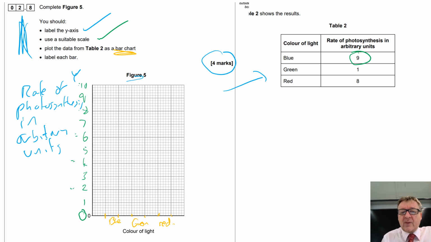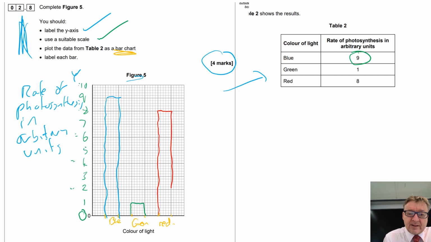So blue. Now obviously mine's going to be a little bit messier because it's difficult to actually use a ruler on this, right? So I'm going to go up to 9, go across there. See, I've messed it up already. I've got a wiggly line going all the way down. You're obviously not going to do a wiggly line, you're going to use a ruler. There's my blue bar. Then I'm going to go to green, and green is 1, and then red is 8, up to 8, and then down again. Plot the table. Fabulous. Label each bar. Okay, I did that already. Got blue, green, red. 4 marks, and I know I've got them.